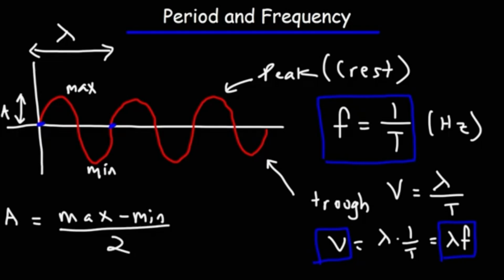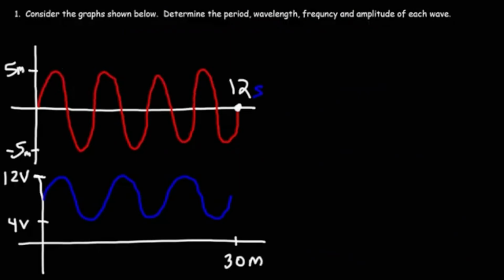So now let's work on some problems. Consider the graphs shown below. Determine the period, wavelength, frequency, and amplitude of each wave. So let's start with the period. The period is the time it takes to complete one cycle. You can also calculate it by taking the total time, dividing it by the total number of cycles.